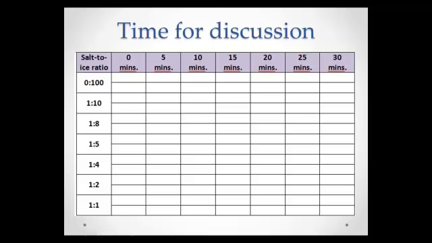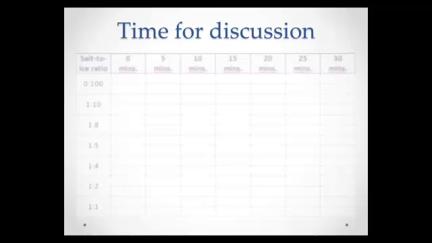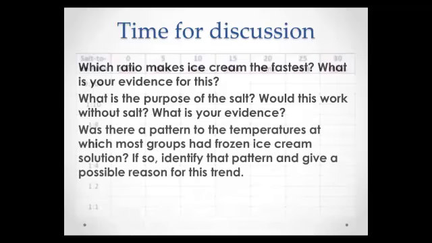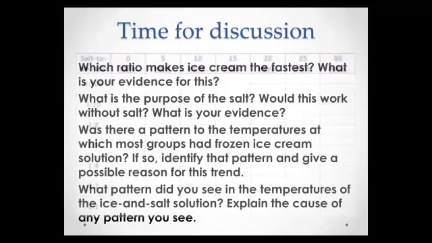At the end of the experiment, combine results from all groups and review results in an open discussion. Some topics for discussion might be: which ratio saw the fastest results? How did ice affect the experiment? And was there a pattern to the temperatures for producing the ice cream? And if so, explain the cause.